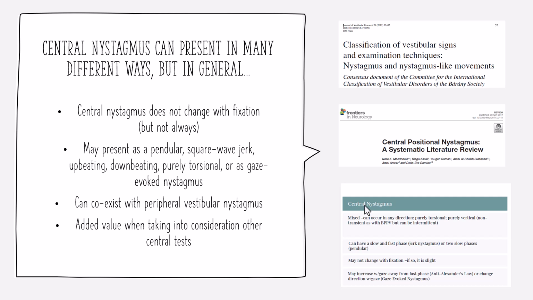So some patterns in central nystagmus: it may not change with fixation like we talked about in peripheral, but that's not always the case. It may present as a pendular or a square wave jerk, an upbeating, a downbeating, a purely torsional, or as a gaze-evoked nystagmus. So there are several different types of central associated nystagmus. And like I said, it can coexist with peripheral vestibular nystagmus as well as symptoms.